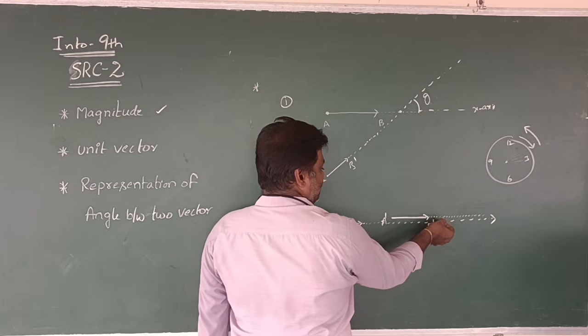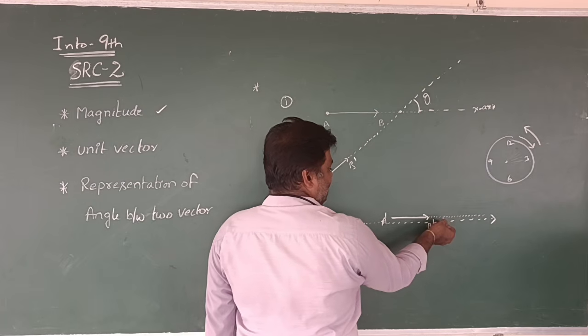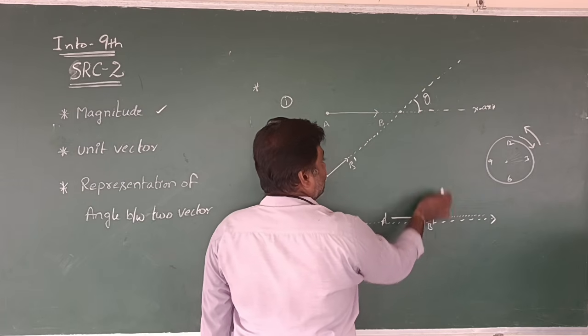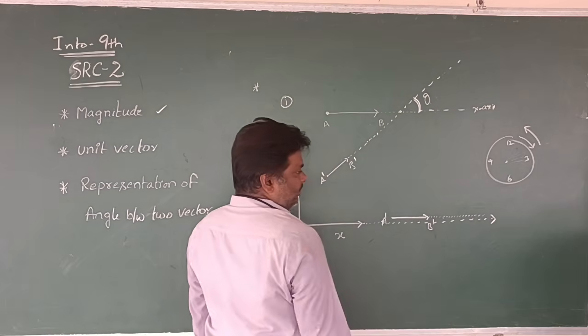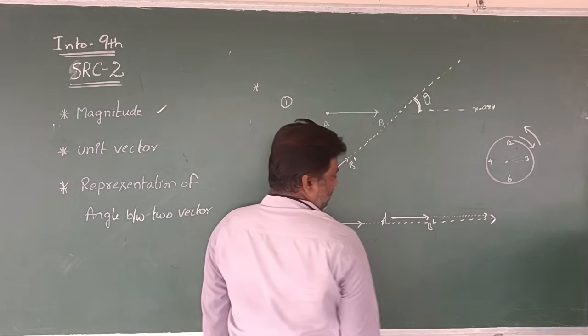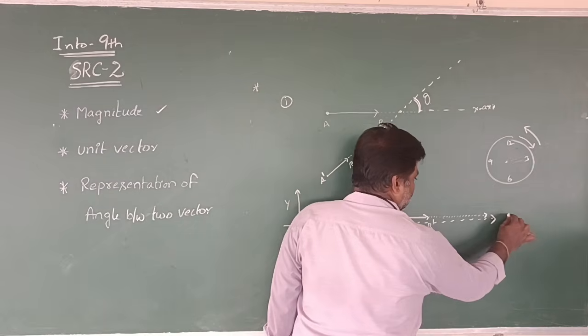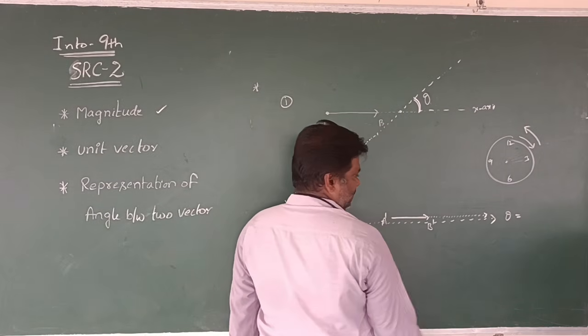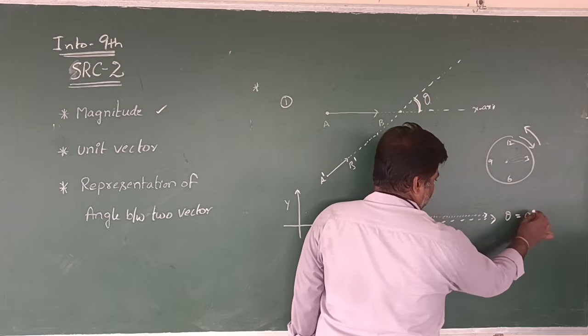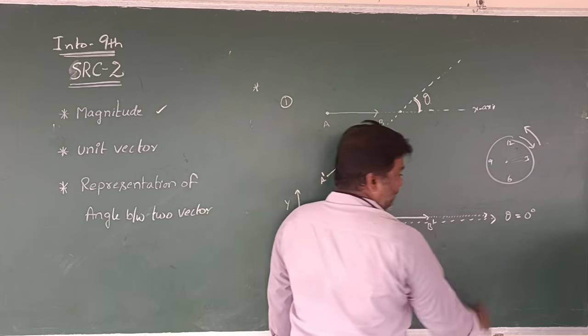You will get a straight line. You never get an angular displacement like this. You never get an angle like this here, because they are parallel. Then there is no direction except along the x-axis. So your theta is equal to 0 degrees. They are said to be parallel.